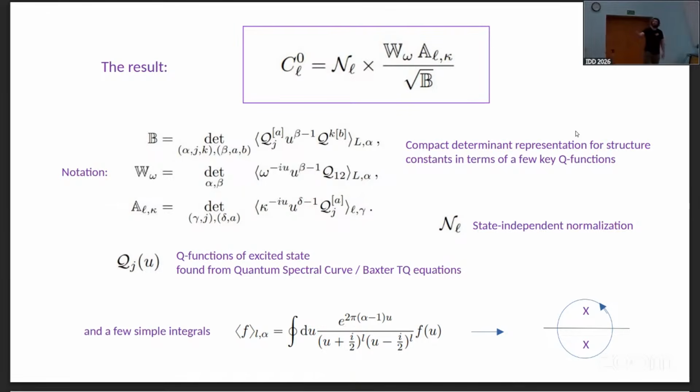And each of these objects, they're some determinants of integrals built from my Q functions. So these brackets, this f bracket, is just a simple contour integral. So I have some measure with some poles at plus minus i/2. I just integrate around a circle. And these indices are not super important. I have some determinant built from these integrals of Q functions. Then the claim is, compute these integrals of these Q functions. Evaluate this. Read off structure constant. Done. Okay, so this is a simple recipe for extracting the structure constants.